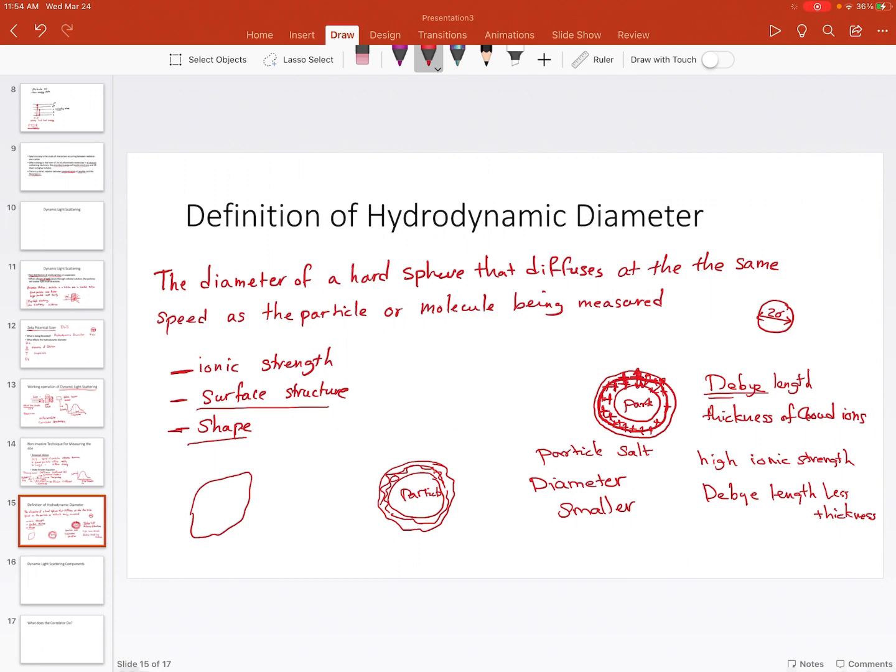The shape, we can have irregular shapes. This is going to give us a different hydrodynamic diameter. We can have spherical particles, so this is going to be different. A particle that has irregular shape undergoes random diffusion, and it will have a different diffusion coefficient depending on which orientation these polymers or these molecules are sitting in.